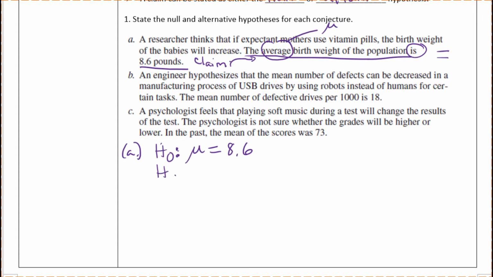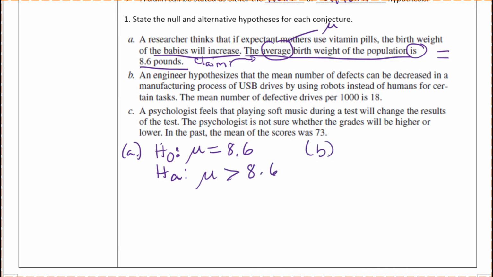And then for our HA, what are we trying to study here? So is this going to be not equal to, or is it going to be greater than or less than? Well, it says that if expectant mothers use vitamin pills, the birth weight is expected to increase. So we want to test that. So therefore, mu is greater than 8.6.